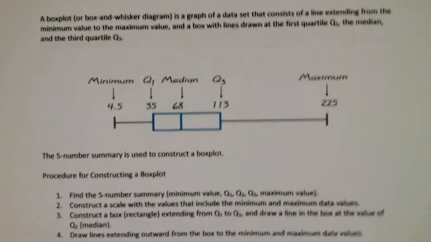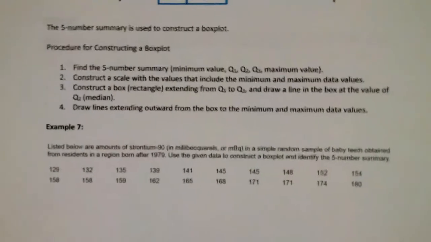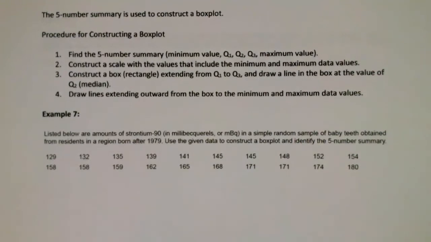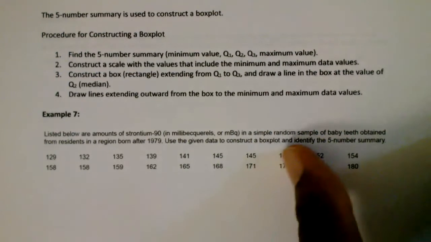All right, next is a procedure for constructing a box plot. And that's this. You first find the 5-number summary, which is the minimum value, Q1, Q2, Q3, and the maximum value. Number 2, construct a scale with the values that include the minimum and maximum data values. And then number 3, construct a box or a rectangle extending from Q1 to Q3. Draw a line inside the box at the value of Q2, which is your median, and then draw lines extending outward from the box to the minimum and maximum values. Okay, that's how we construct a box plot. And we're going to do that in example 7.